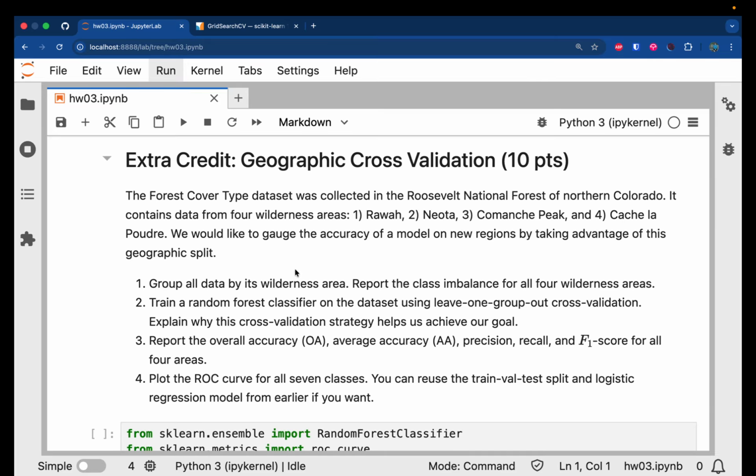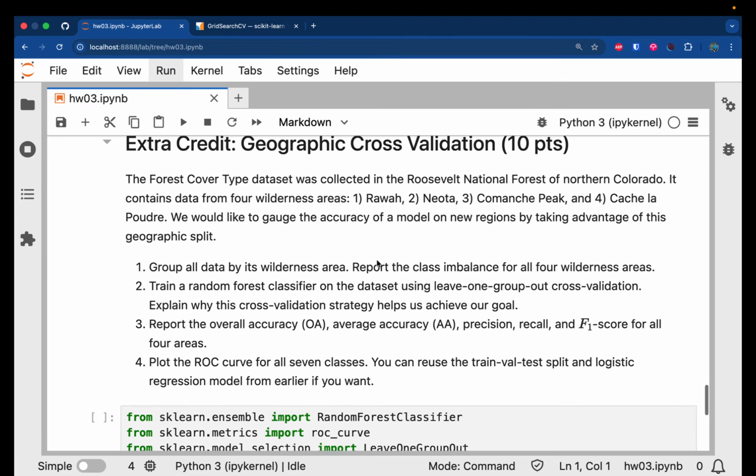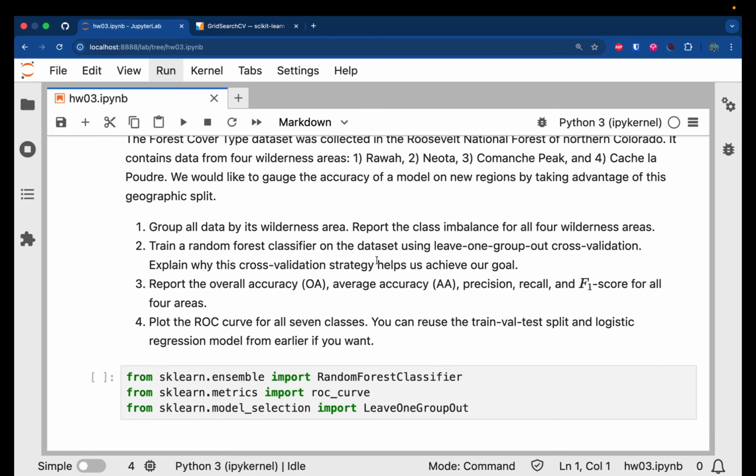Extra credit. So this is geographic cross-validation. If I train my model in northern Colorado and make a prediction somewhere else, how likely is that model to work? I can test this by training it on different regions and testing it on unseen regions. So our data set is split into 4 different regions. I want you to basically repeat what you did above with a geographic split instead of a random split.